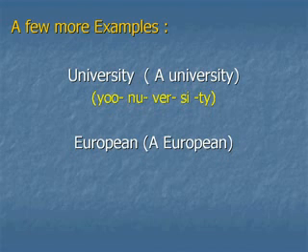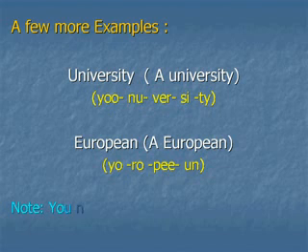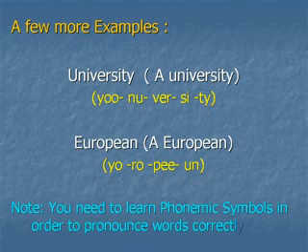Another example is European. A European. Although this word also starts with a vowel, the initial sound is not a vowel sound, it is a consonant sound. European. Ya. This sound is not a vowel sound, it's a consonant sound. Well, you need to learn phonemic symbols in order to pronounce words correctly.